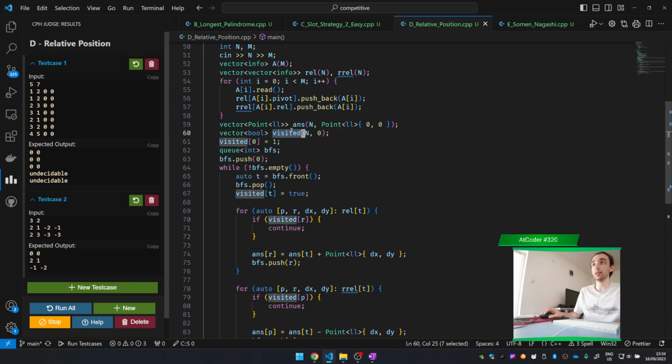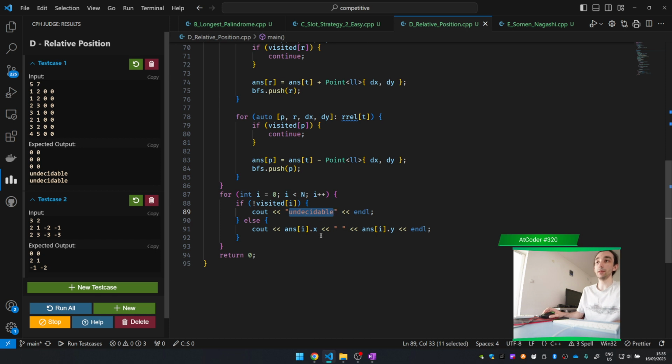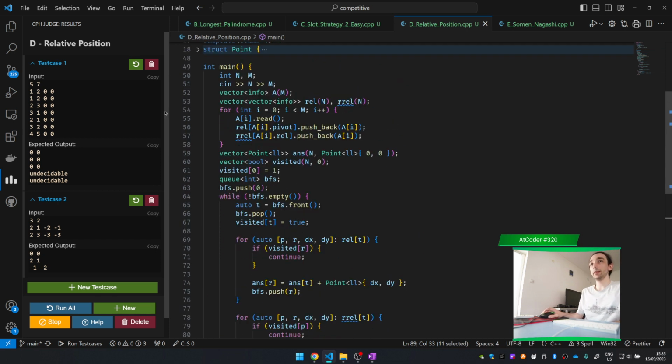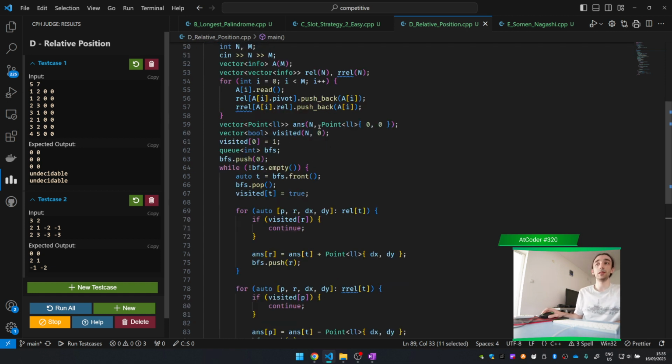So the answer is just saying that, okay, we have the answer for each element, but you also have some visited array, because this visited array says that we know about these elements, we have visited them, these persons, we know where they are, but some persons we might not have the information for them. So if you don't have the information for them, you're going to print undecidable. The information given is consistent, so you don't need to worry about it. If the information could be not consistent, then you would have to check here whether this is actually consistent. But I don't check for consistency.